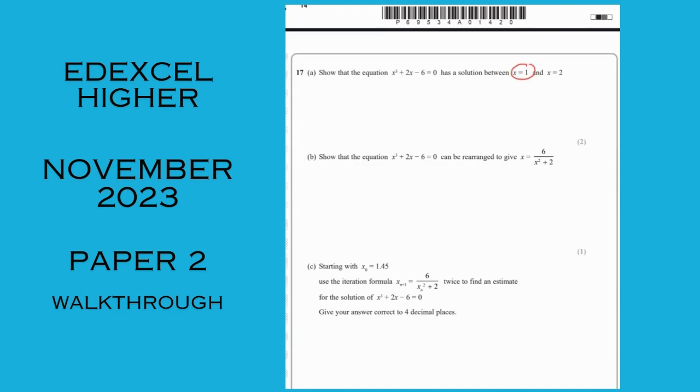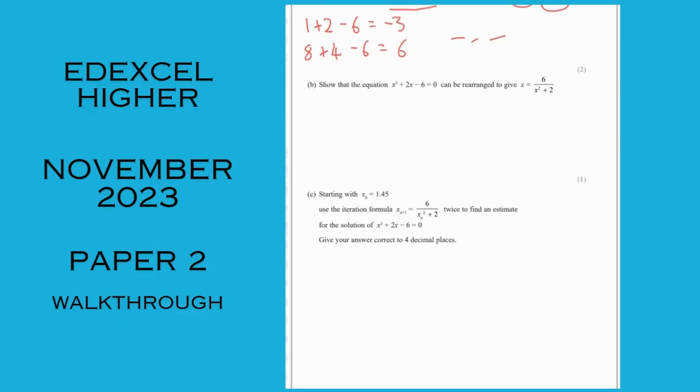Take your x of 1, sub it in. So 1 cubed plus 2 ones, take away 6 is minus 3. Sub in your 2. 2 cubed is 8. Plus 2 2's, take away 6 is 6. So we've got a change of sign, and it's a continuous graph. Get into good habits for your A-level. They want that. So you need to say change of sign, and also it's a continuous graph. So a solution must lie between 1 and 2.